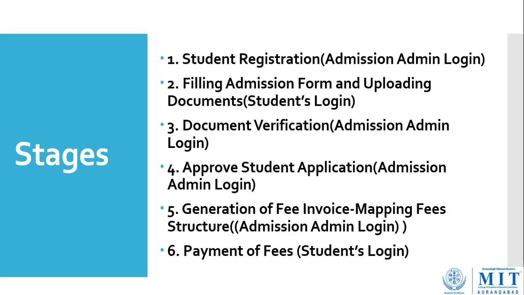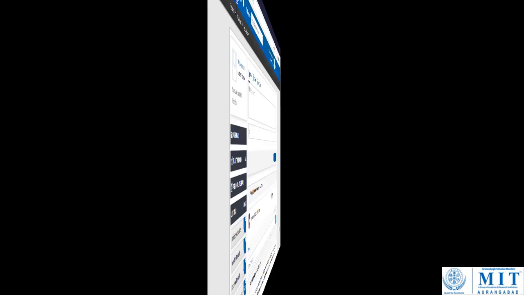In the first stage, we are going to register a new student into the ERP system. In the second stage, the student will fill the admission form and upload all the relevant documents. In stage 3, the document verification will be done. In the fourth step, we are going to approve the student application. In the fifth step, we are going to generate the fee invoice of the student, and in the last stage, the student will pay his or her fees. So these are the stages involved in the admission process.